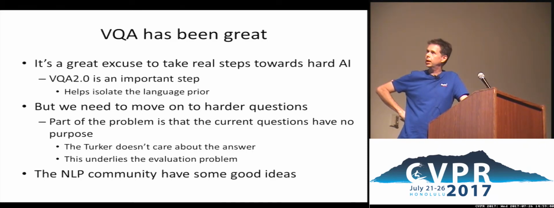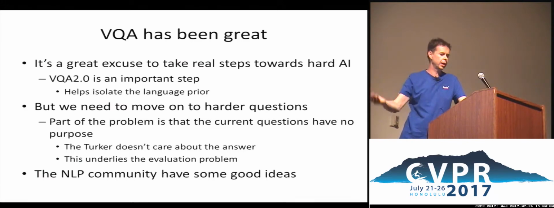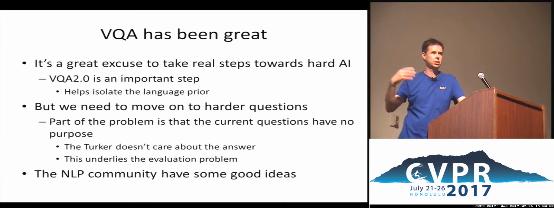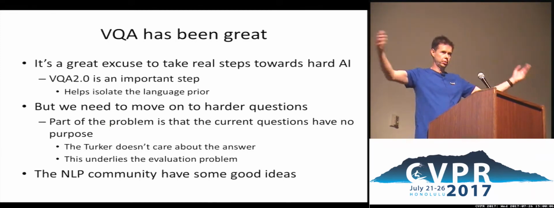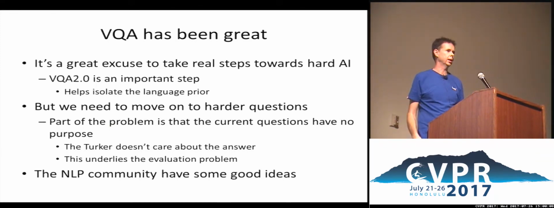So we need to move on to harder questions, and part of the problem I think that we have at the moment is that the questions don't mean anything, right? There's no purpose to them. You go and ask a bunch of Turkers to come up with a bunch of questions. They're not trying to achieve anything. They have no goal apart from making 15 cents, right? Which is a big part of the reason that we have this evaluation problem. Because VQA doesn't mean anything yet, right?